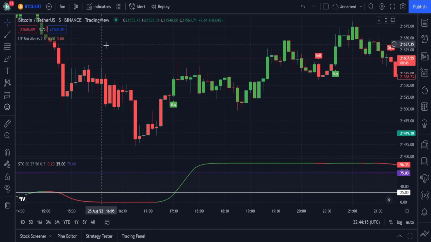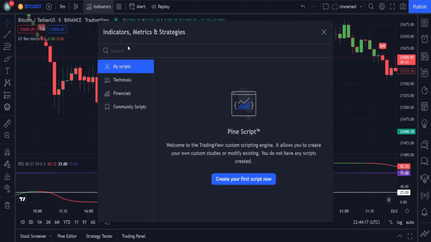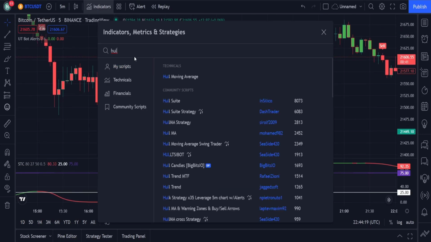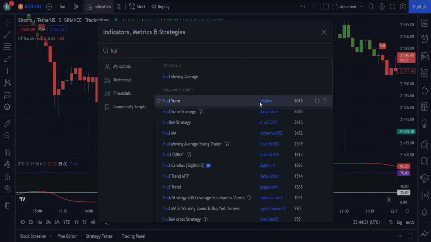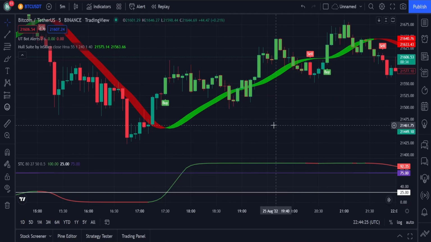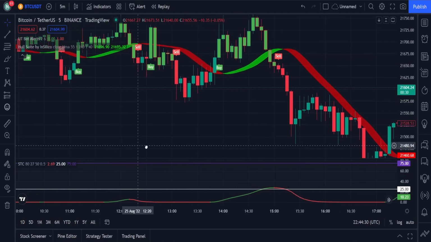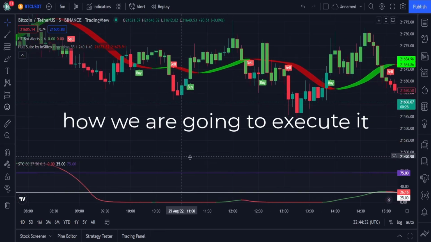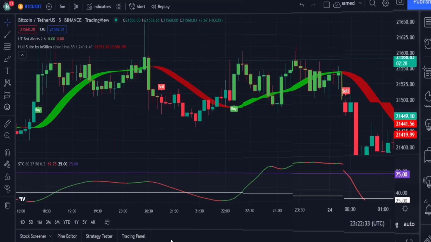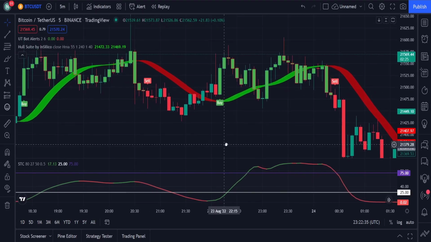Now that you've got these 2 indicators set, the third and last indicator we're going to add to this is for confirmation, the whole suite by In Silico, this one right here. And we're going to leave this as it is. Now that we have all of these indicators set up, we'll look at what this strategy is and how we're going to execute it. First of all, we're going to talk about long trade.